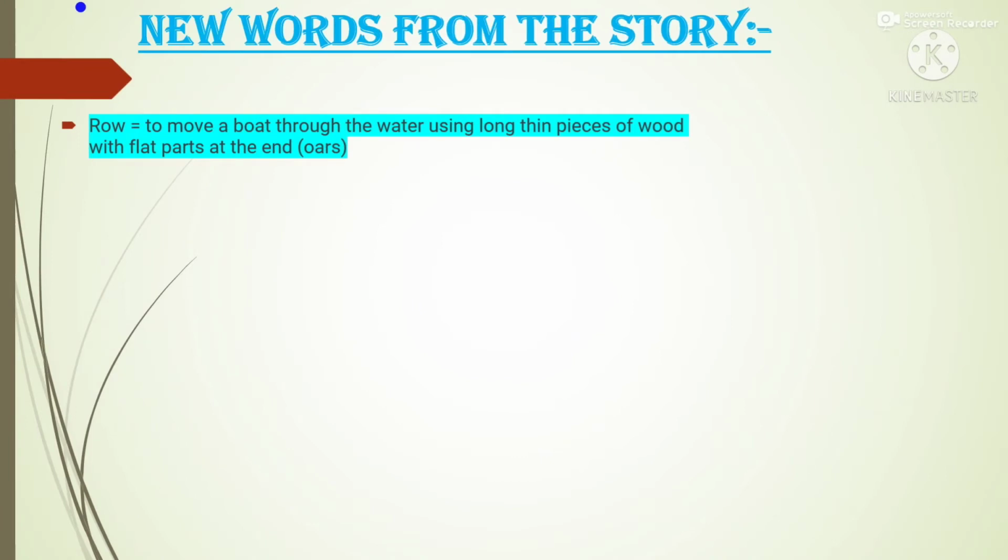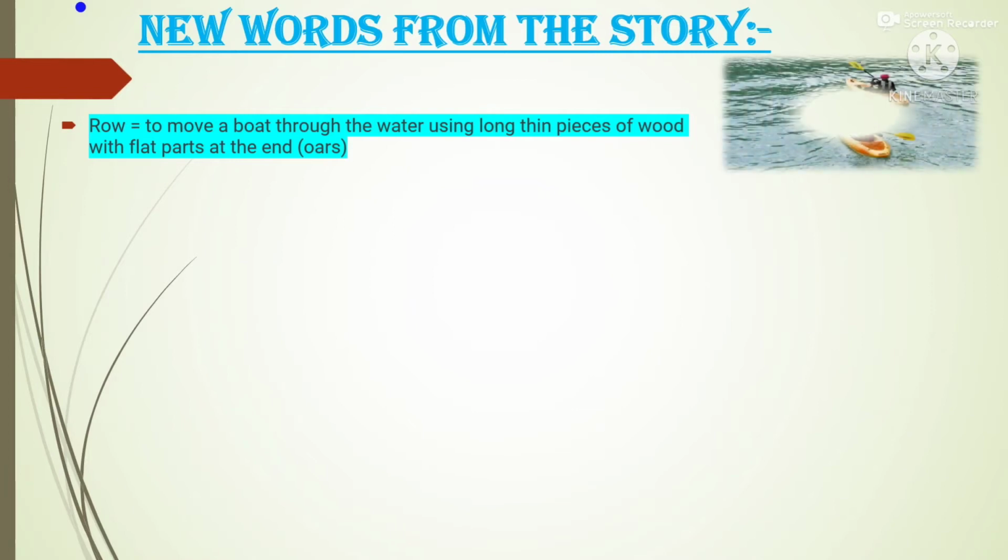Then row means to move a boat through the water using long thin pieces of wood with flat parts at the end. Those are called oars. Okay. So he rowed us across the Hussein Sagar Lake.